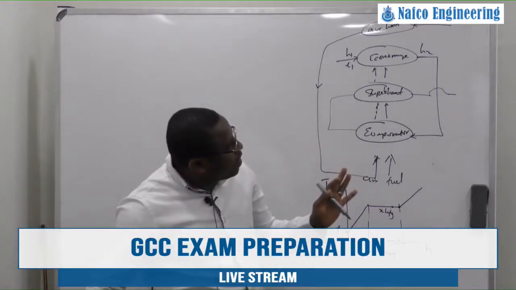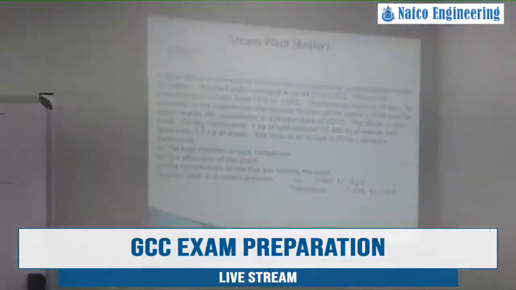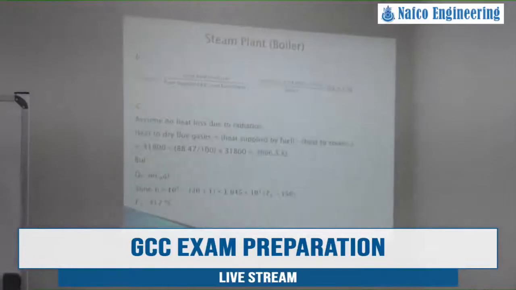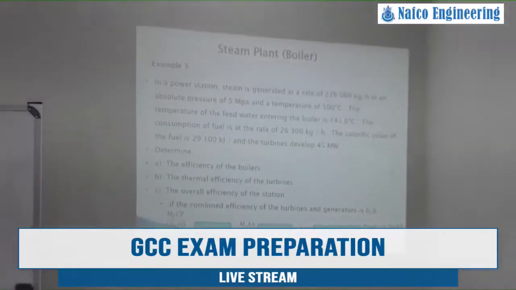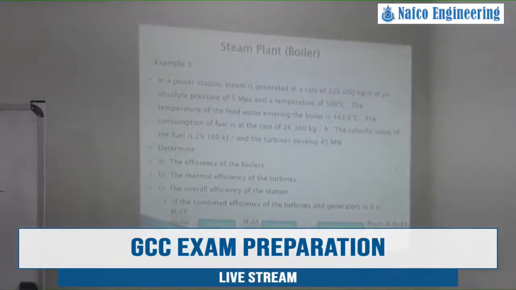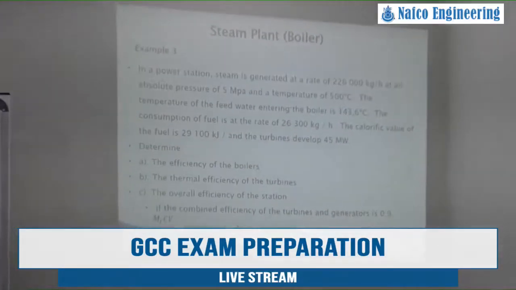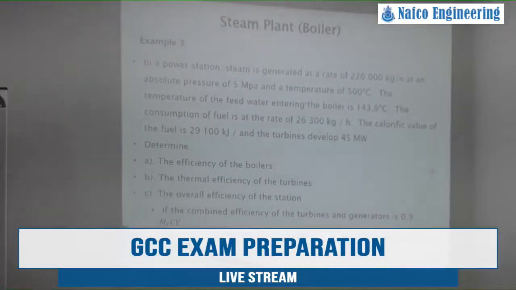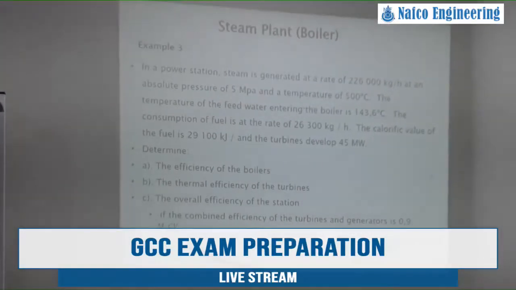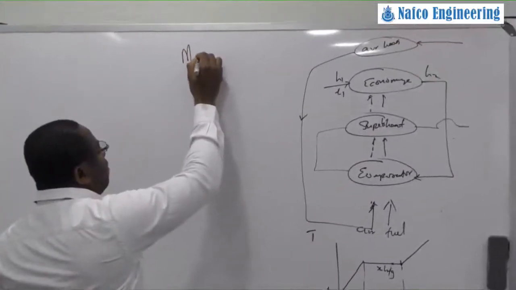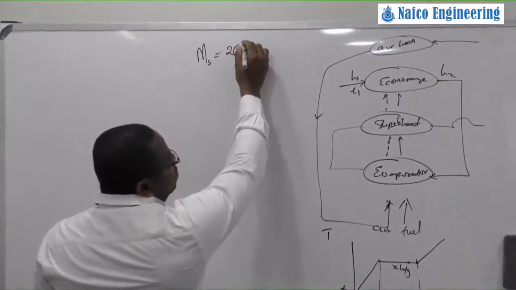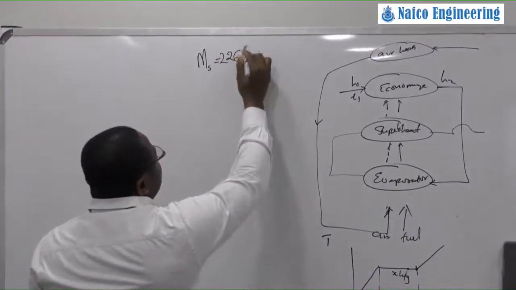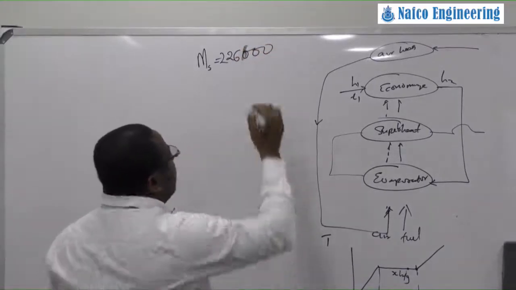Okay, we're done. We solved number one, right? Yes. We're done with number two, and then number three. Are we done with this? Not yet. Okay. Now, question number three says, in a power station, steam is generated at the rate of 226,000. Remember it says steam. So that means the mass of steam is 226,000 kilogram per hour.